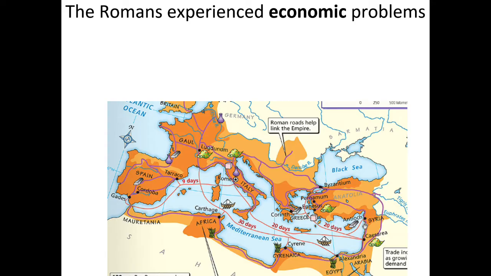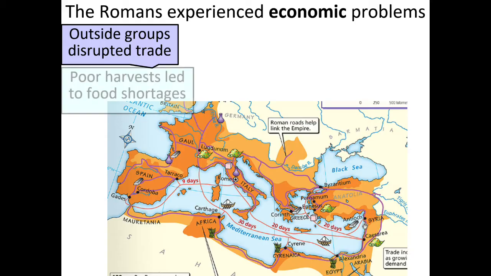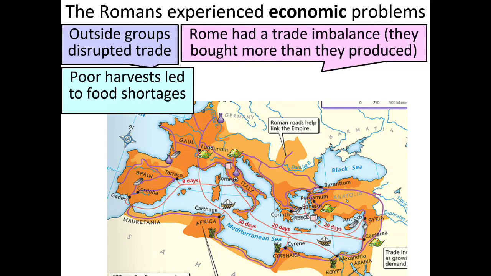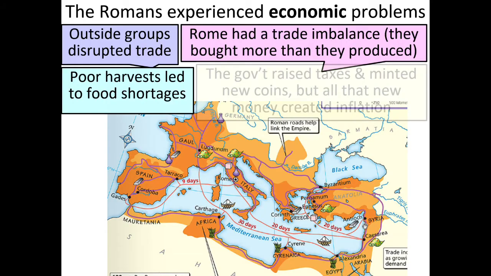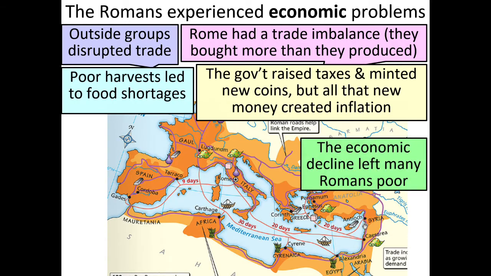Romans experienced economic problems. Outside groups disrupted trade. And as a result, you had poor harvests that led to food shortages. As a result of these food shortages, Rome had a trade imbalance. They bought more than they produced. They had to import food, and cash left the country. As a result of that, the government raised taxes and minted new coins. But all of that new money created inflation. And the economic decline left many Romans poor.